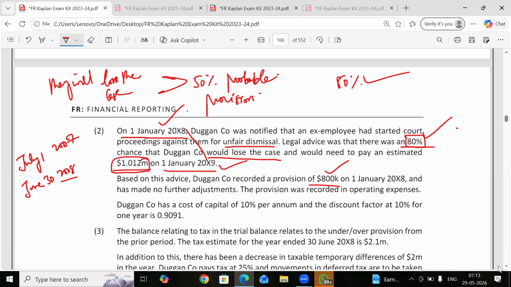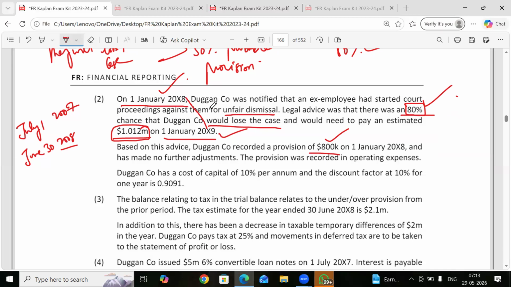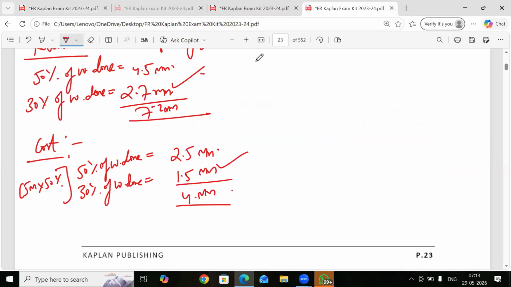Based on this advice, Duggan Company recorded a provision on 1st January 2008. These dates are very important. That means in the mid of the year, they recorded a provision. How much is the provision they recorded? So we make working notes.